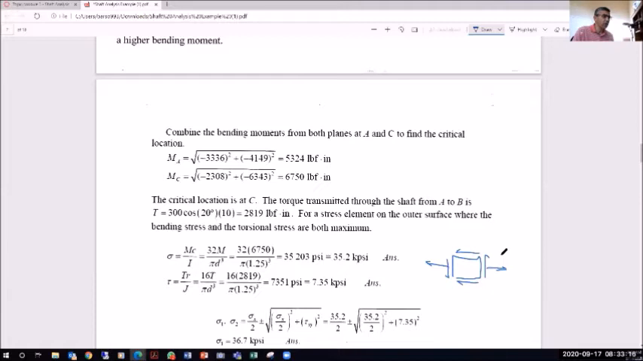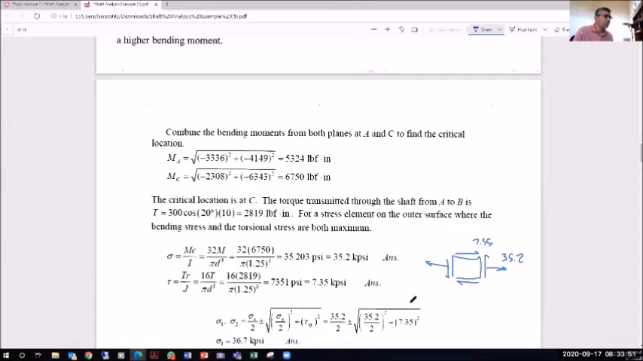where this would be my 35.2. And this would be my, oops, this is wrong here. It should be going complementary shear. So here we do have this shear of 7.35.